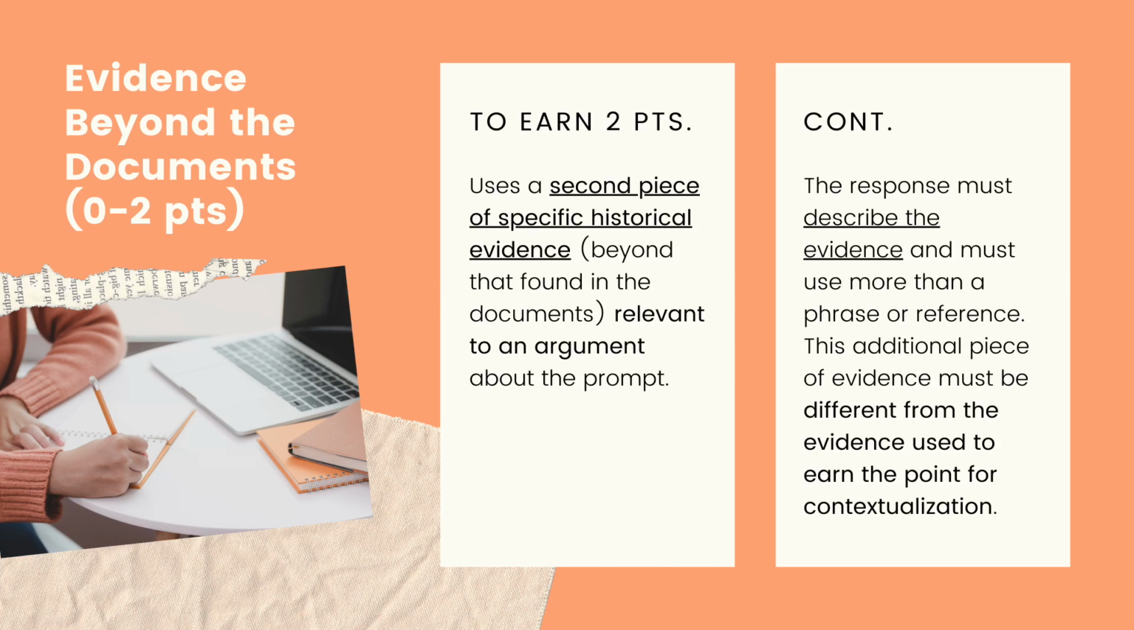To earn 2 points, you must use a second piece of specific historical evidence beyond that which is found in the documents, relevant to an argument about the prompt. So this response must describe the evidence and must use more than a phrase or a reference. It has to be different from the evidence used to earn the point for contextualization.